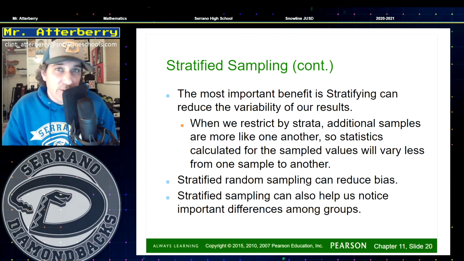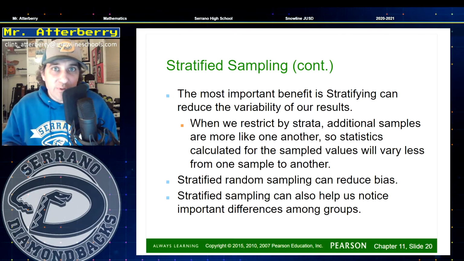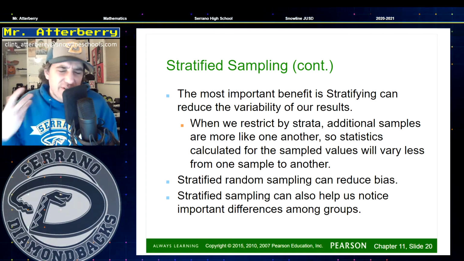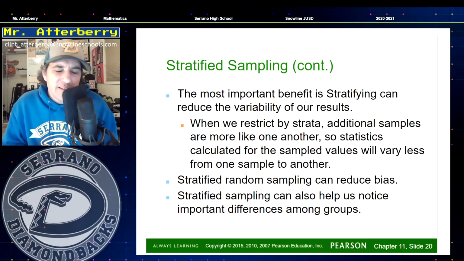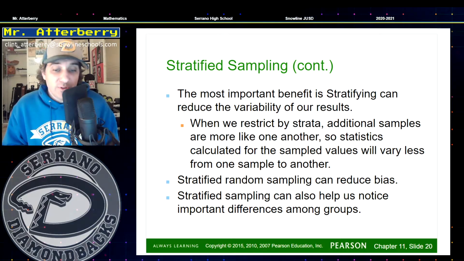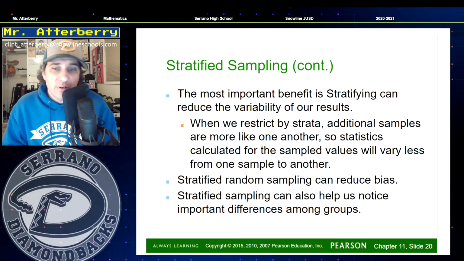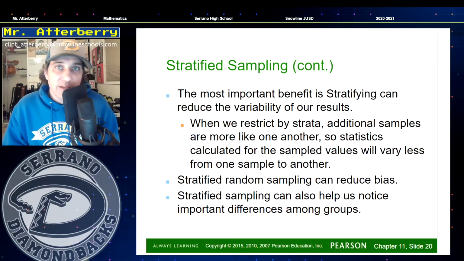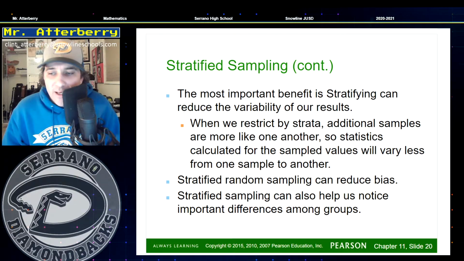So you might see a question come up that asks you, okay, here's a sample, or here's a method for finding a sample, and it's just a simple random sample. How can you make it better to reduce bias? We'll say, well, put them into groups. Make a stratified random sample. That would reduce the bias.